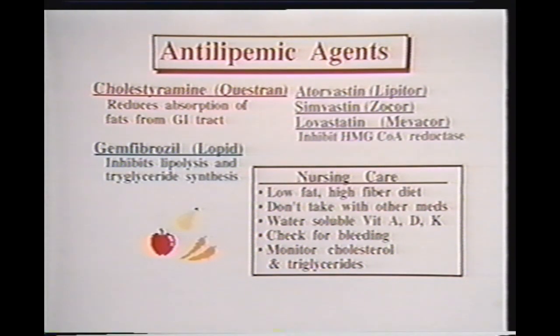The patient might need water-soluble forms of the fat-soluble vitamins, the A, D, E, and K. You need to monitor for bleeding, especially when they're taking Questran, but to some extent with all of these, because this could indicate decreased amounts of vitamin K. And certainly we follow up with monitoring cholesterol and triglyceride levels in these patients.